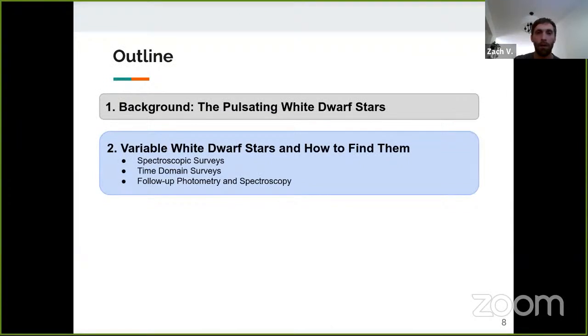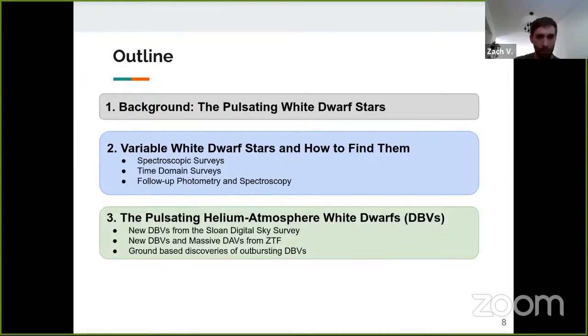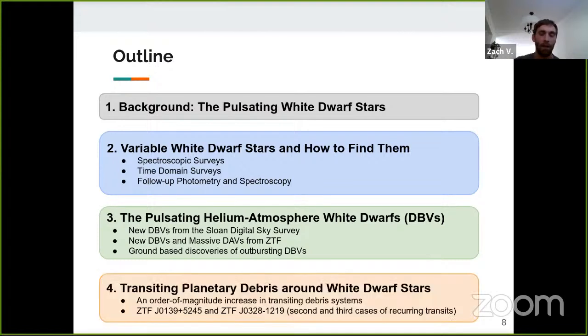Okay, so next I'm going to jump into some of the techniques that I've been using to try and identify these stars, starting with spectroscopic surveys, time domain surveys, and then using follow-up photometry, and in some cases spectroscopy, to identify these. Then I'll come back to the pulsating helium atmosphere white dwarfs, and also talk a bit about some of the work I've been doing to find massive DAVs, and also some outbursting DBVs, which I'll come to later. If I have time at the end, which I'm not suspecting I will, I put this up here in case y'all wanted to ask questions about it.